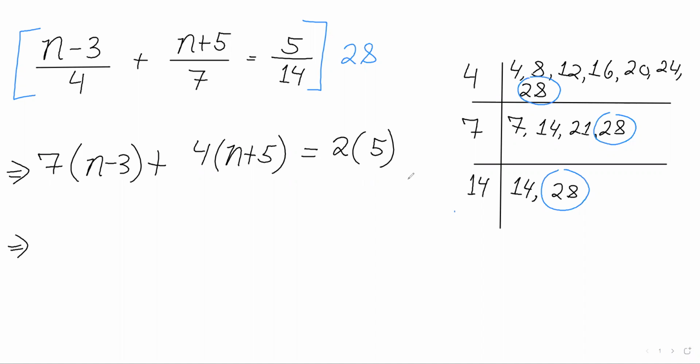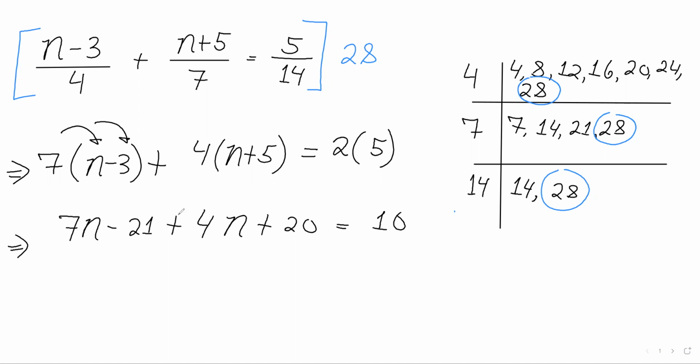Now this equation here looks similar in form to the third equation I showed in the beginning, right? So this gives, distribute here. That's 7n minus 21, 4n plus 20 equals 10. So we distribute, combine like terms.